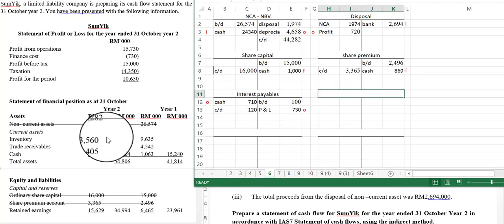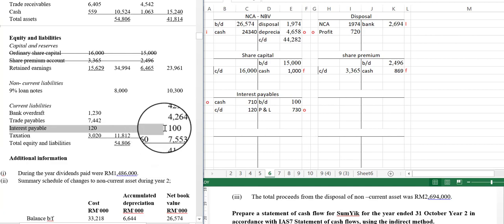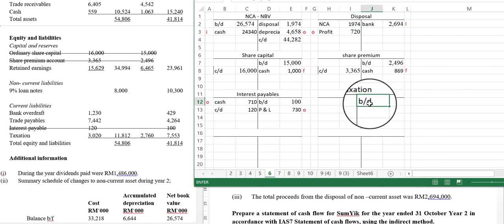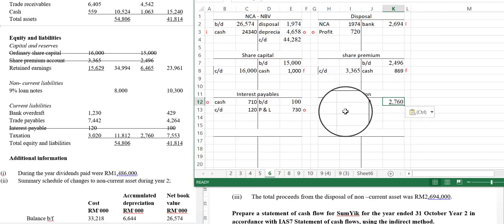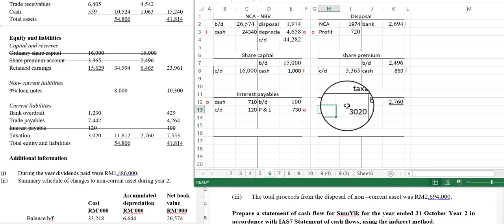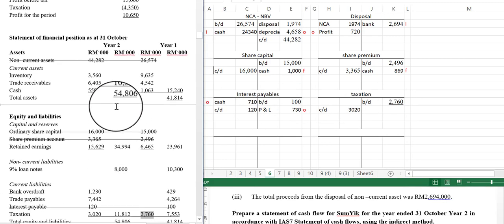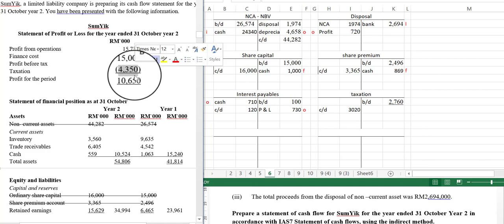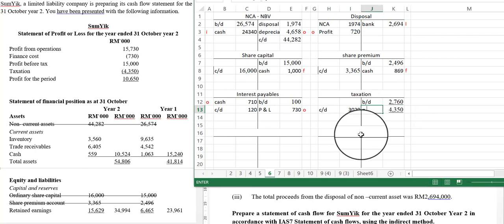Next, beside your interest payable, you also have your taxation account. If you look at this, your opening is 2760, and your closing is 3020. Okay, CD. Now during the year, if you look at your profit and loss, you have your taxation amount of 4350. So this figure should be 4350, and this is the profit and loss figure.